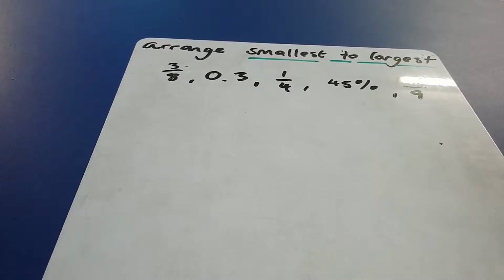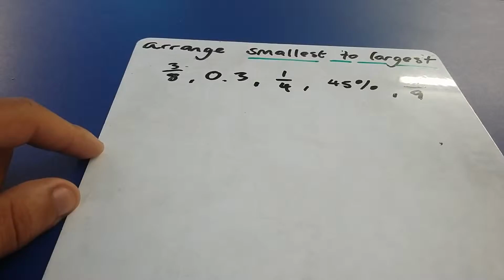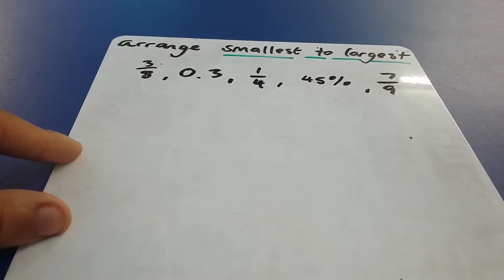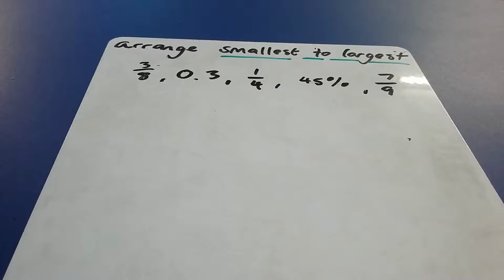Okay guys, so on an exam paper, you will get a question. These sorts of questions can come up on the non-calculator or calculator paper, on arranging fractions, decimals, and percentages from the smallest to largest. They usually ask for the smallest first. But I'll show you a way to do it without a calculator, then I'll show you a way to do it with a calculator.